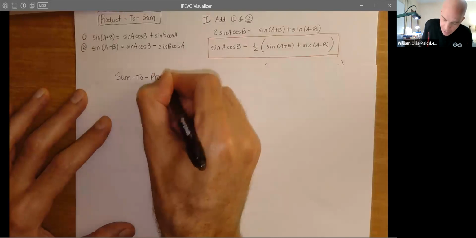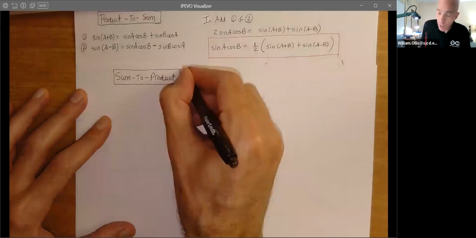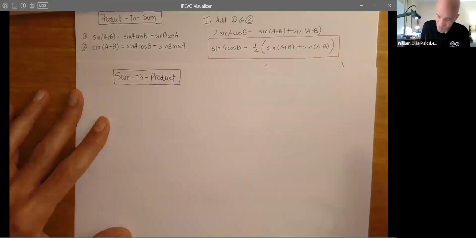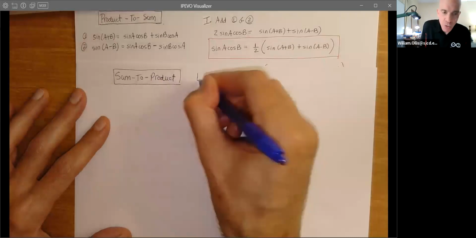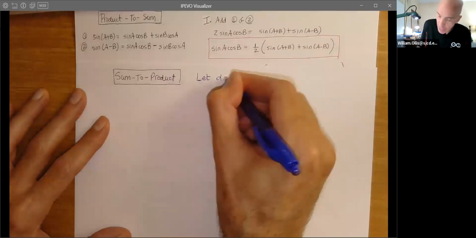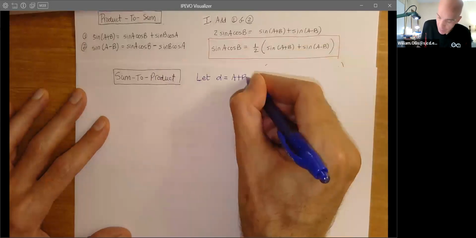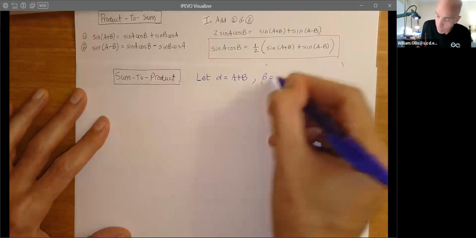You're thinking, when does it end? Well, this is the last one. Sum to product. So here's how we're going to do it. We let, I use alpha and beta. Let alpha equal A plus B, and beta equal A minus B.